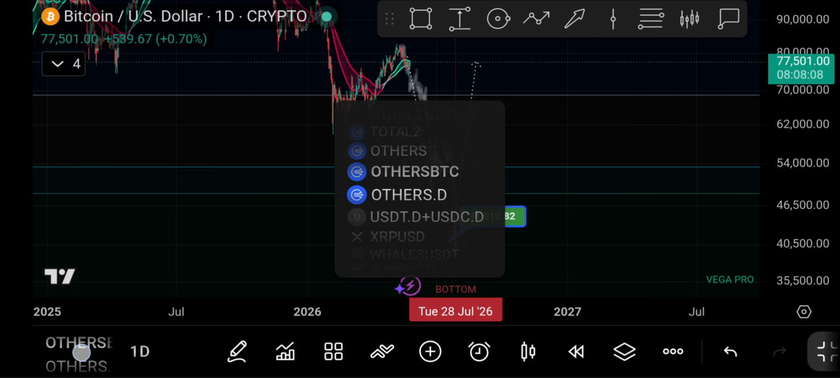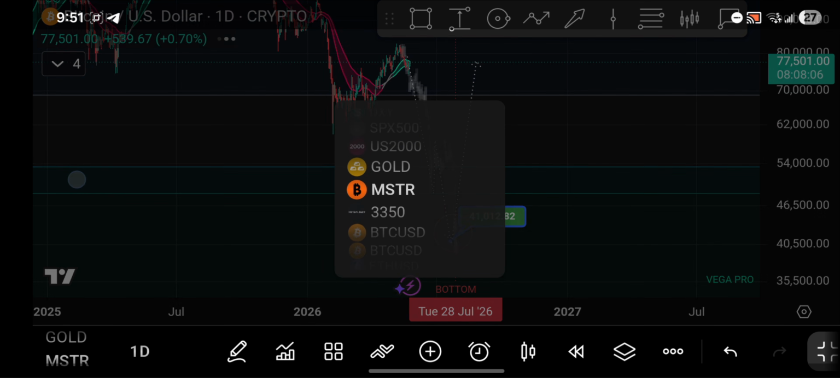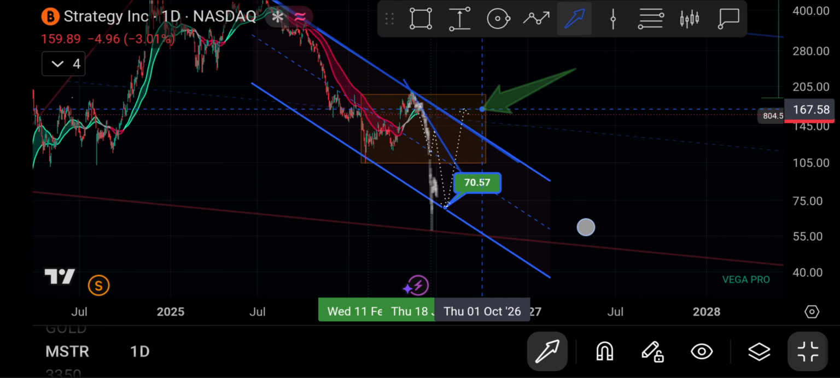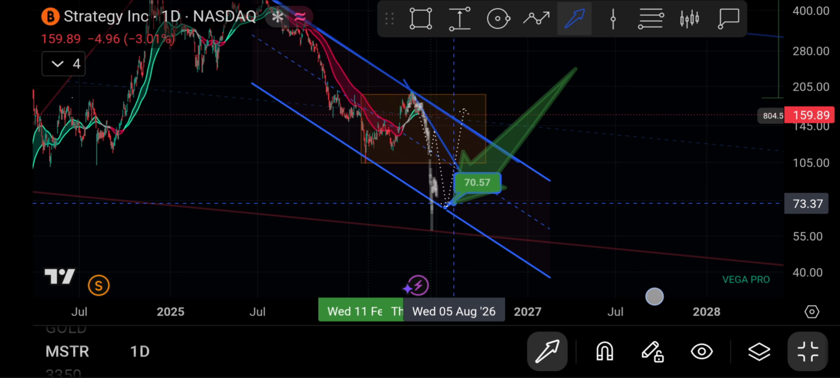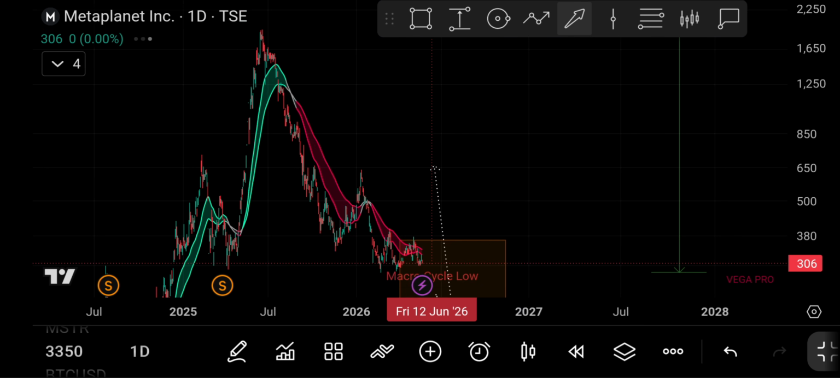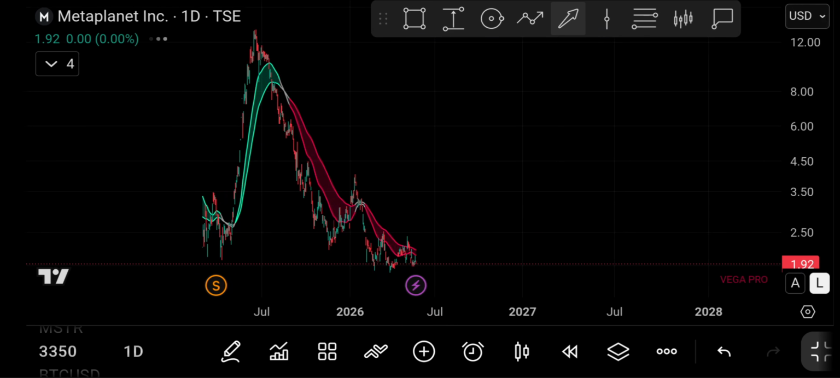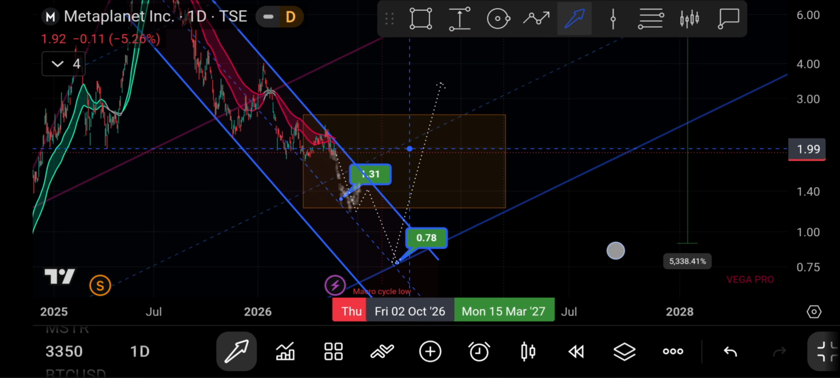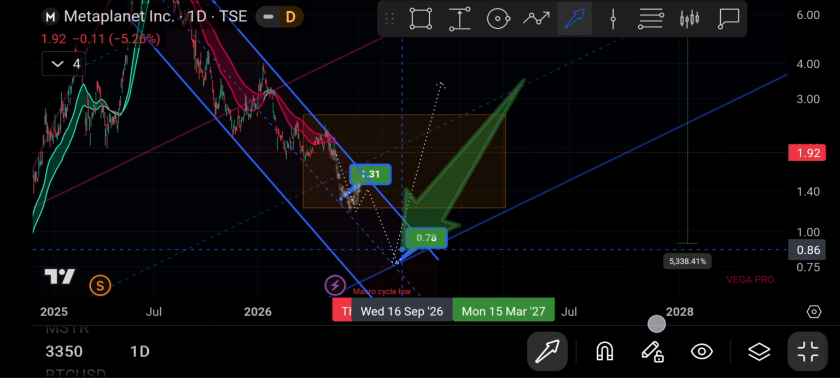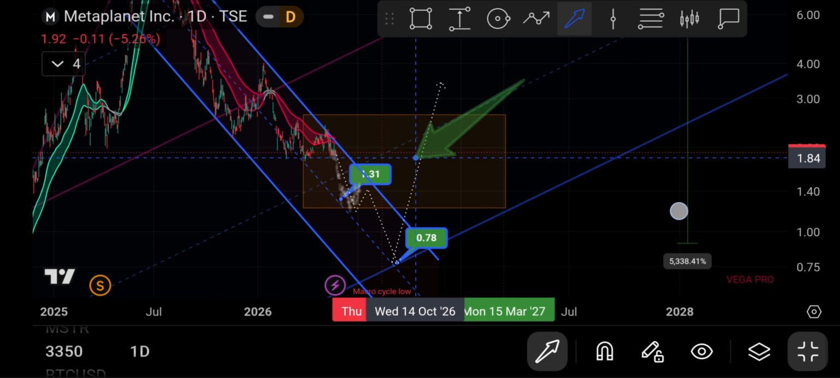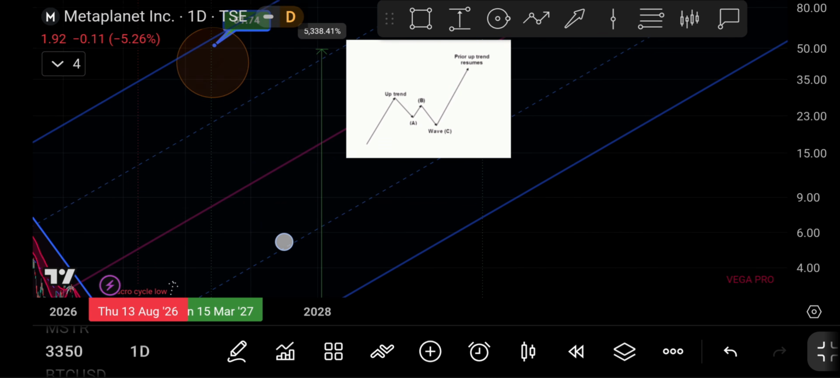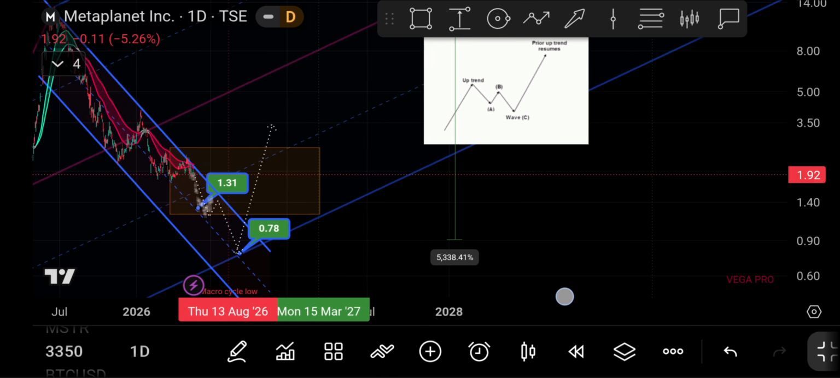What will it imply for MicroStrategy? It will imply two impulse waves to the downside, to the $70, and then the V-shaped recovery. And for Metaplanet, also something very similar. Maybe an impulse wave to the 70 or to the 90 cents, and then the V-shaped recovery, which may confirm another schematic that we have for this asset.